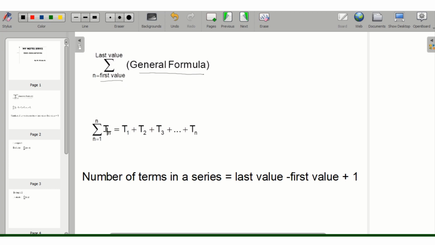So looking below, we have the general formula Tn. We substitute to get the first term, T1. And the last term will be Tn because we must substitute the top value. And if you want to get the number of terms in a series, when you are doing Sn, this value of n will be the last value, the top value, minus the first value, the bottom value, plus 1. So let us look at some examples to further elaborate this idea.